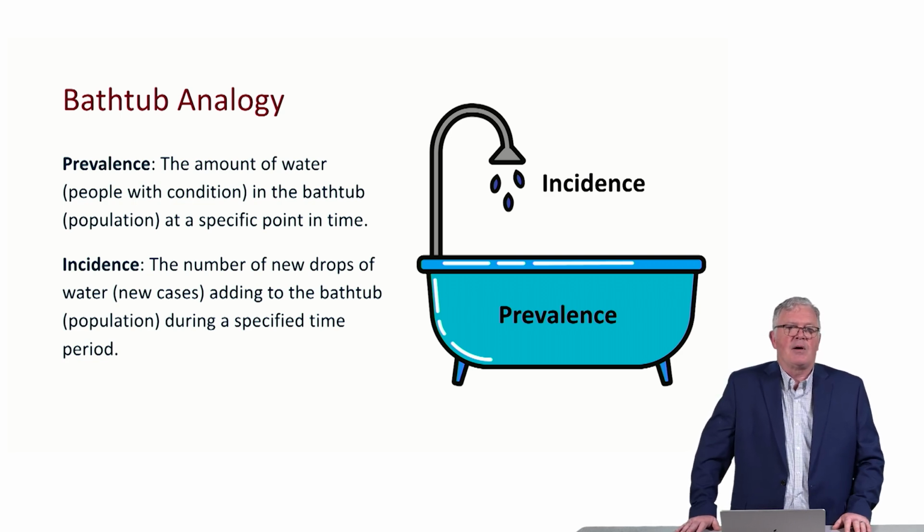This is a cartoon analogy. Our bathtub represents prevalence, the amount of water, or basically people with the condition, in the bathtub in the population at a specific point in time. The incidence is the number of new drops of water, which are new cases, adding to the bathtub or population during a specified time period.